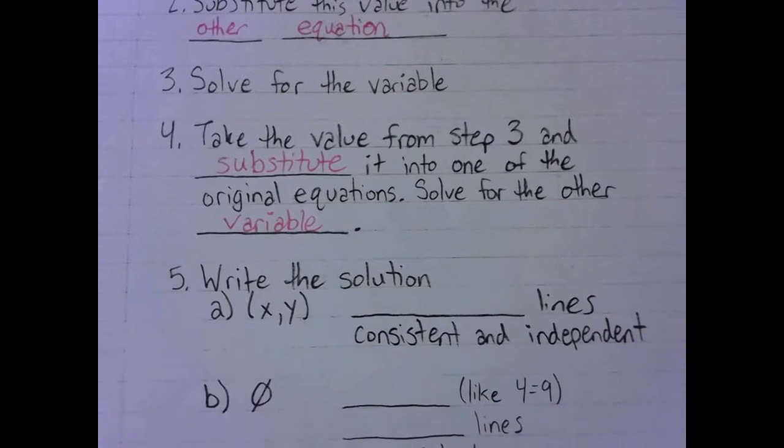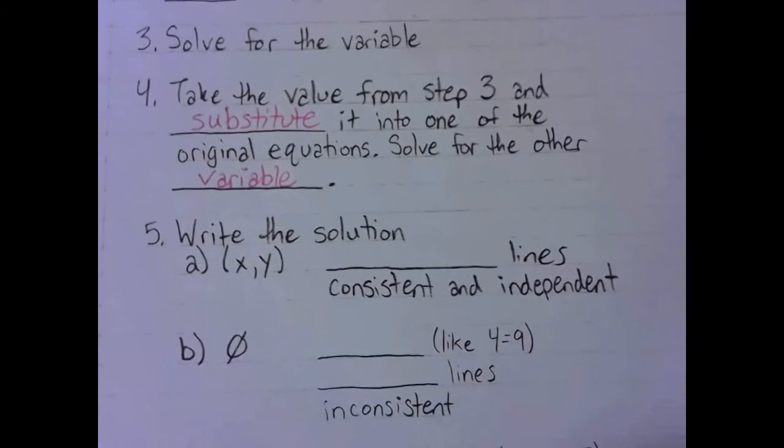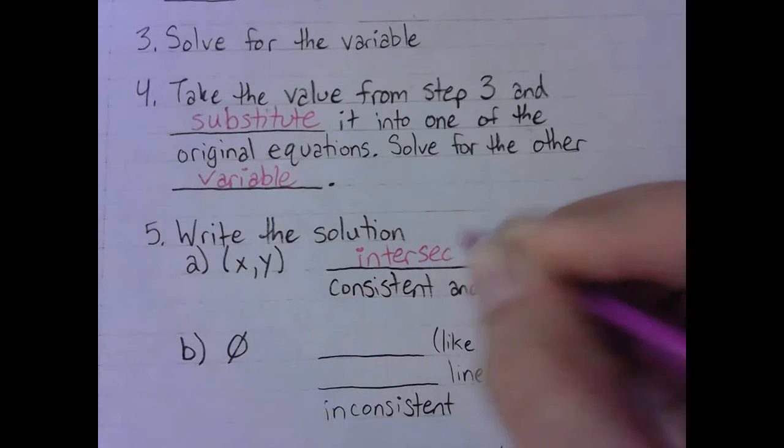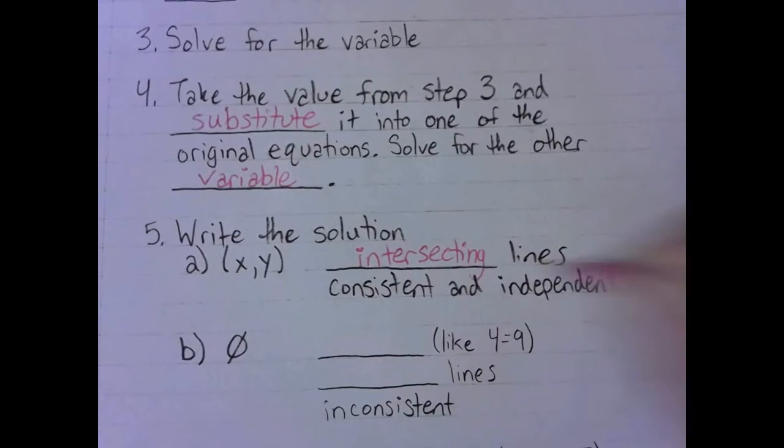So there are three solutions we might have. If you look back at your notes when we did graphing, you could have two lines that cross at one point. You could have two parallel lines, or you could have two lines that are right on top of each other. So if you have a point x comma y, and you have intersecting lines, remember that means it's consistent and independent if they cross.